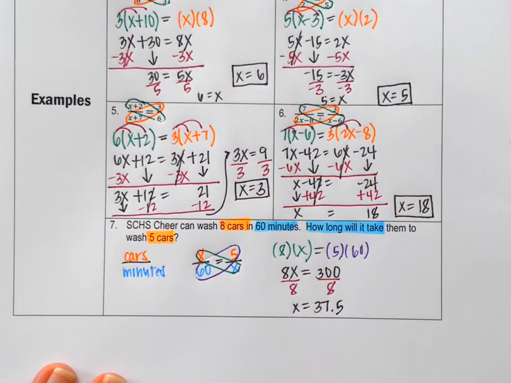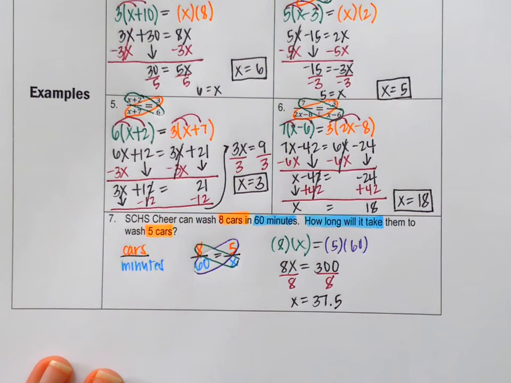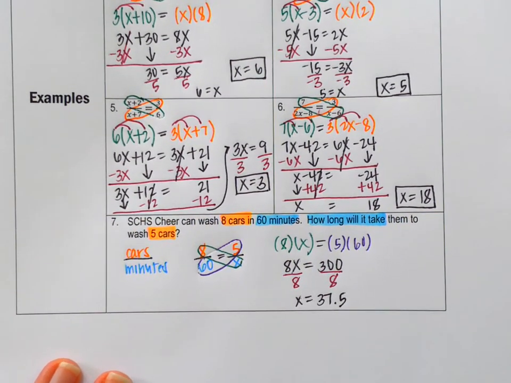So that means when we have a word problem and it's asking us a question in words, we need to answer it in words. So how long will it take them to wash the 5 cars? It will take them 37.5 minutes.